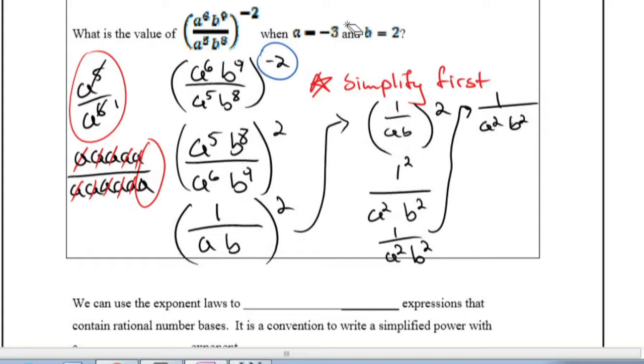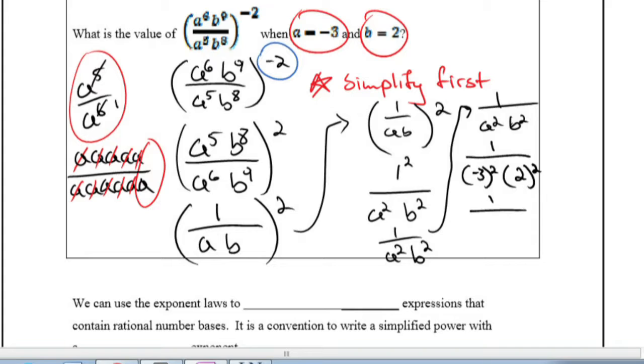Now, if I go back to the initial question, it says that a is negative 3 and b is positive 2. So anywhere there's an a, I'm going to put in a negative 3. Anywhere there's a b, I'm going to put in a 2. Still have 1 on the top. 3 times 3 is 9. 2 times 2 is 4. 9 times 4 is 36.